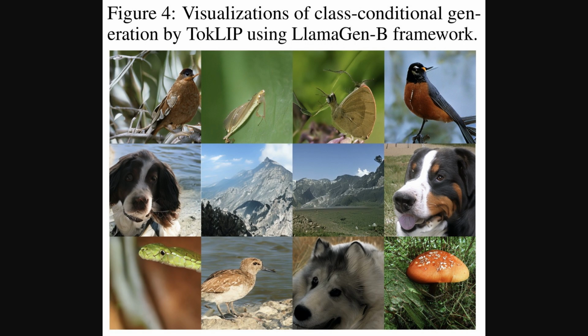So after creating that semantically rich tokenizer, the next logical question is, what can you do with it? Well, this figure showcases its generation capabilities. These are examples of class-conditional image generation, which just means the model was given a category label, like bird or dog, and then asked to create a picture. The TokLIP tokenizer was plugged into a framework called LlamaGen-B to produce these images. And as you can see, the results are quite diverse and high quality, from detailed animals to scenic mountain ranges.